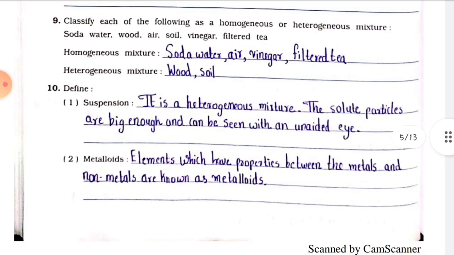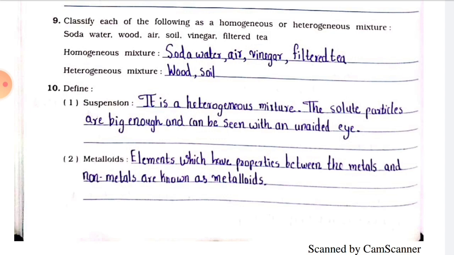Next, number 9. Classify each of the following as homogeneous or heterogeneous mixture: soda water, wood, air, soil, vinegar, filtered tea. Homogeneous mixture: soda water, air, vinegar, filtered tea. Next, heterogeneous mixture: wood and soil.